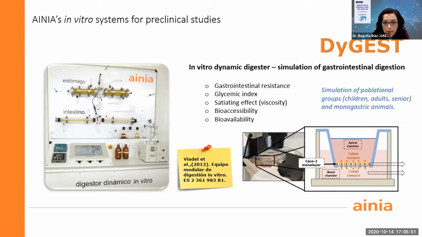And combining this equipment with the cellular models, you can see this transwell system, we check the bioavailability. That means how much of the ingredient is able to pass through the intestinal barrier and reach the plasma and to reach the target organ eventually. We can simulate populational groups, that means children, adults or senior, by programming the equipment differently, and even monogastric animals.